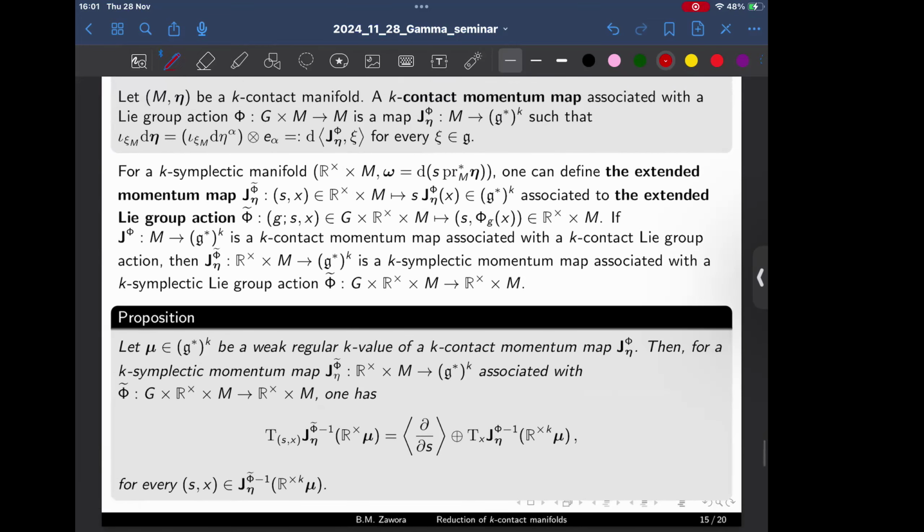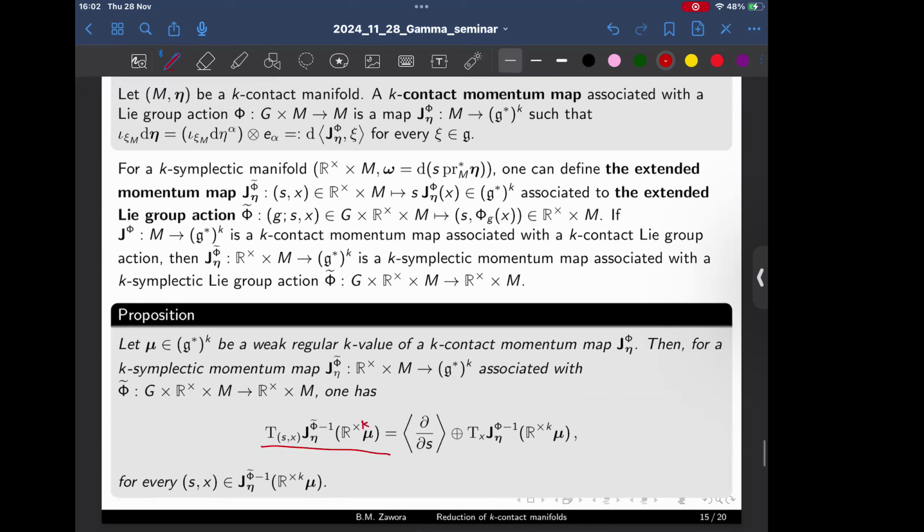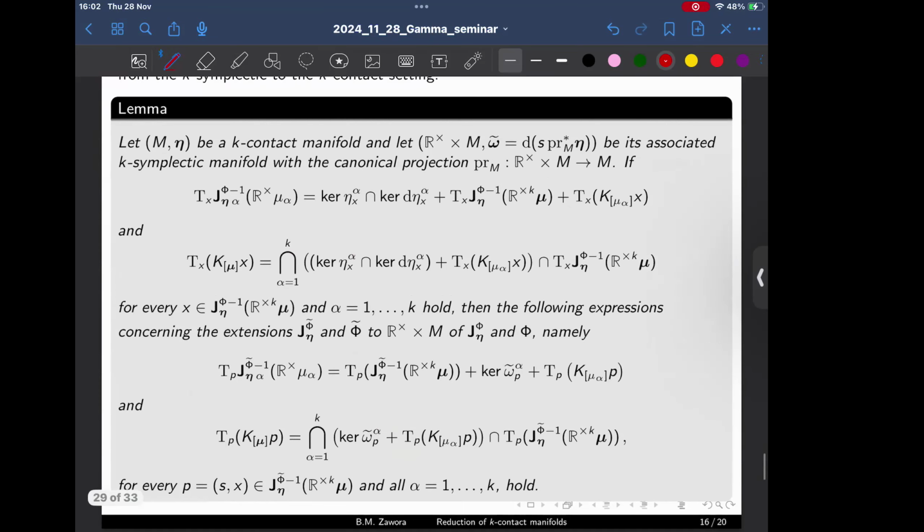Okay, and we can also relate the tangent spaces to J phi to the minus 1 of R cross mu in the k-contact and k-symplectic settings. So the tangent space at sx to J phi tilde to the minus 1 of R cross mu is given by d over ds direct sum of Tx J phi to the minus 1 of R cross k mu. So now we know how to perform the modified Marsden-Weinstein reduction for k-symplectic manifolds.